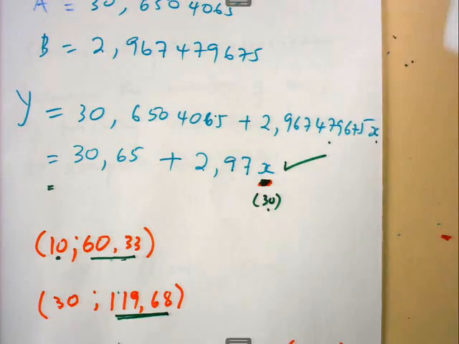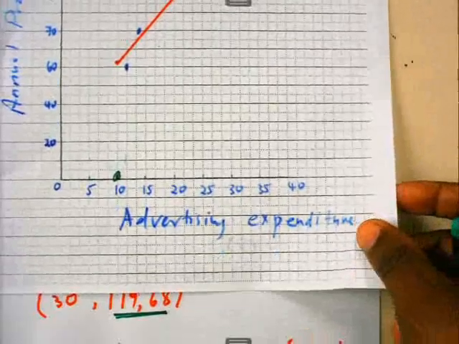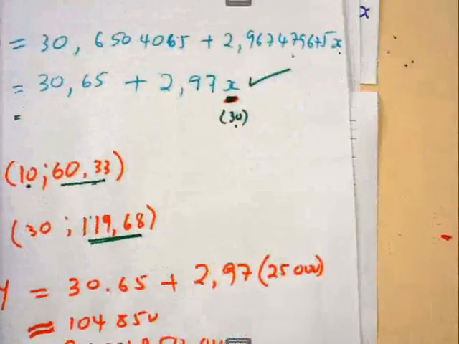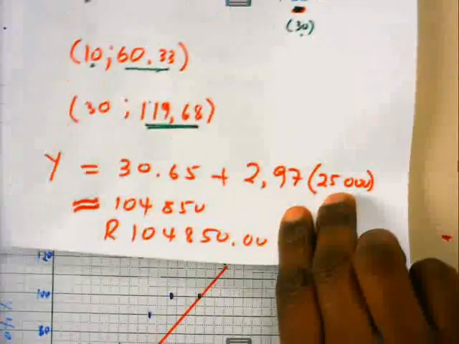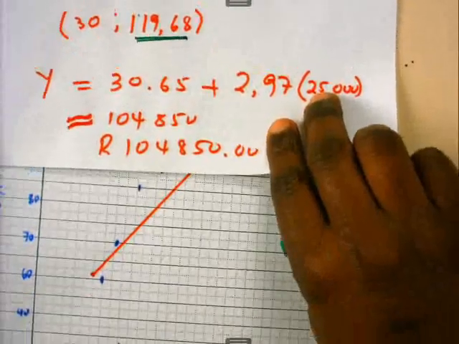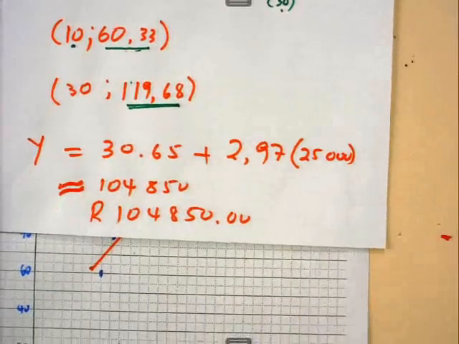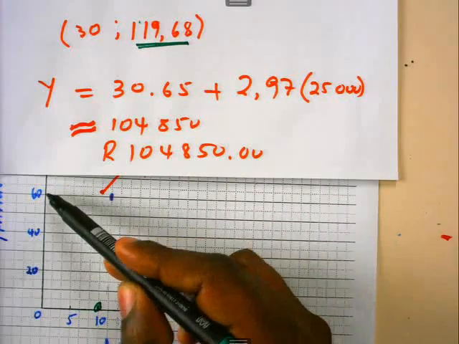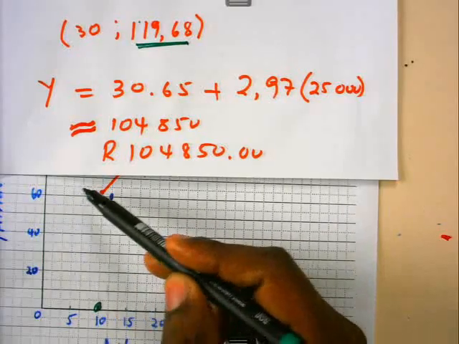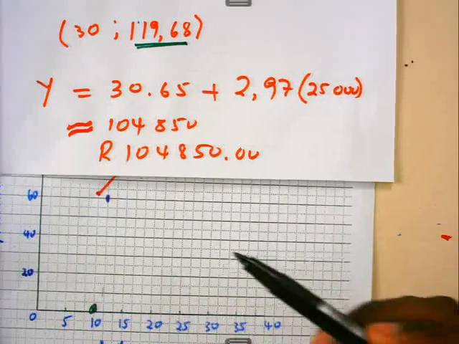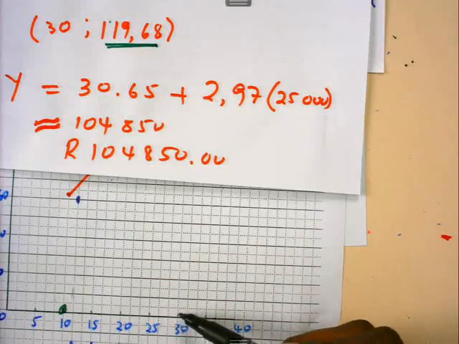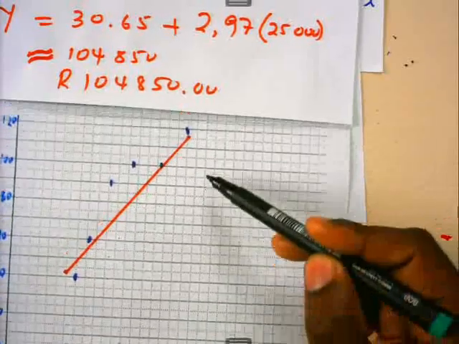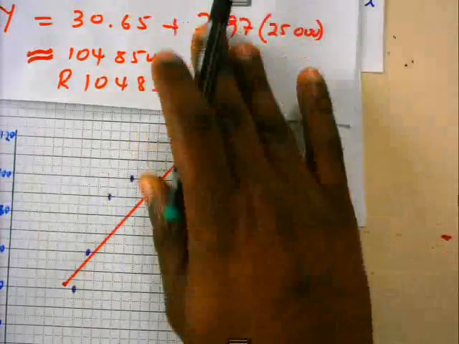So to draw the line, you have those 2 points. To draw the line now, remember, where are we now? Let me go a little bit up. Remember that at 10, we had 60 point something. When we substituted 10, we had 60. Do you remember that? 10 gave us 60. But when we substituted 30, we had 119. 30 went with the 119 for y.